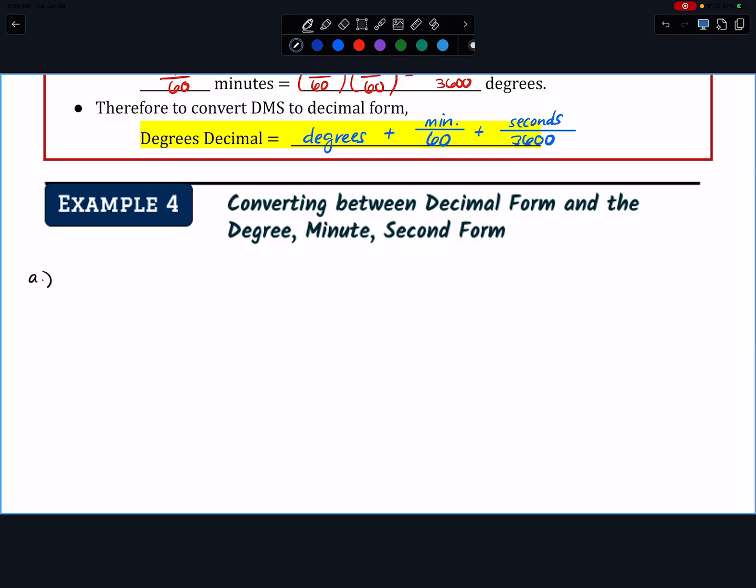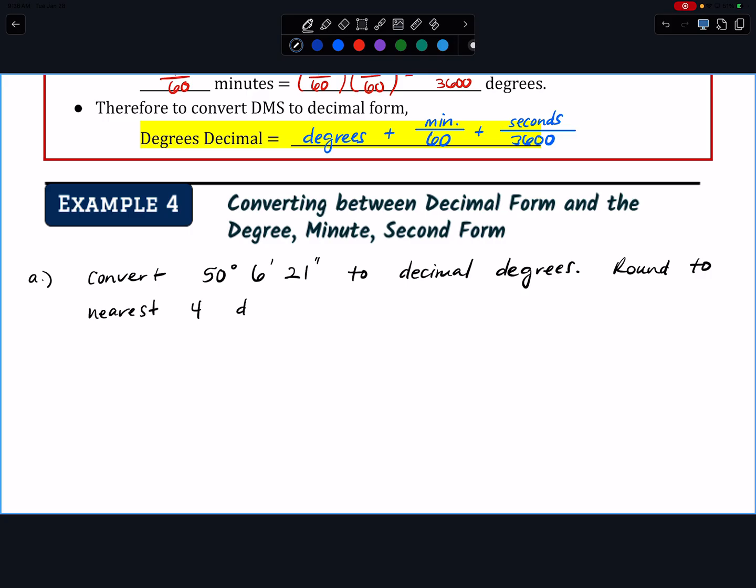So convert 50 degrees, 6 minutes, and 21 seconds to decimal degrees. Round to the nearest 4 decimal places.